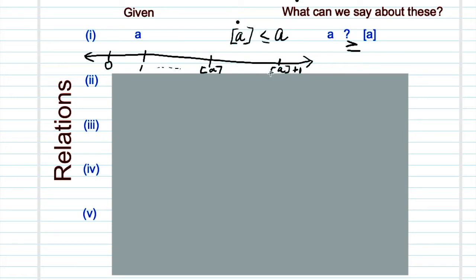These are integer numbers. a would fall somewhere here. It will be either greater than the greatest integer function or equal to it. So a could be right here, or it could be anywhere in between. So the right relationship is a is greater than or equal to greatest integer function of a.